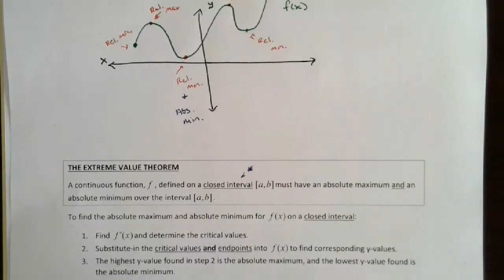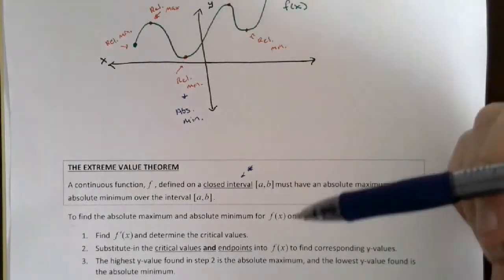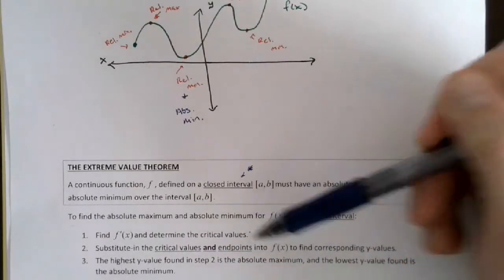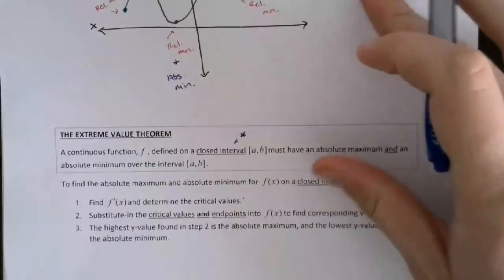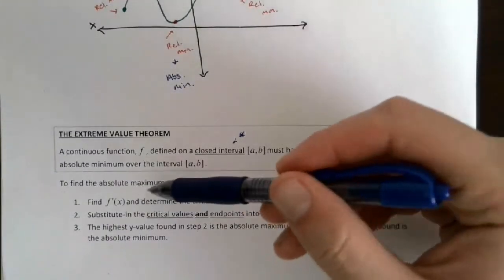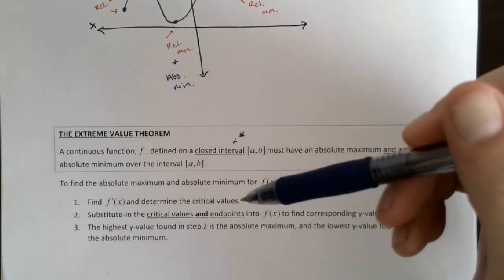So to find the absolute maximum and absolute minimum for f of x on a closed interval, here's what we really do. Just as when you find a relative max or a relative minimum, the first thing you want to do is find the critical values. So first find f prime of x and determine the critical values. Remember, this happens when the first derivative is either equal to 0 or when it does not exist or is undefined.